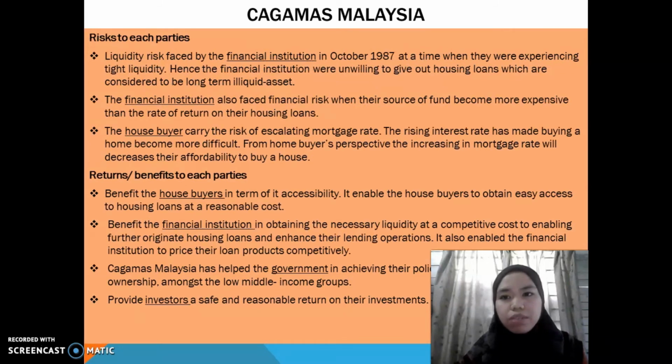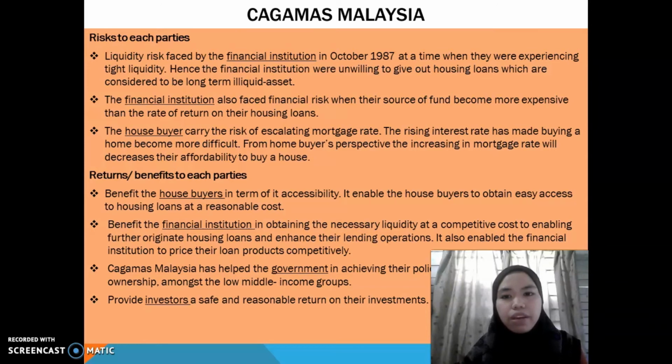Lastly is Cagamas Malaysia, risk to each party. Liquidity risk was caused by the financial institutions in October 1987, at the time when they were experiencing tight liquidity. First, the financial institutions were unwilling to give out housing loans, which are considered to be long-term illiquid assets. The financial institutions also faced financial risk when their source of funds became more expensive than the rate of return on their housing loans.